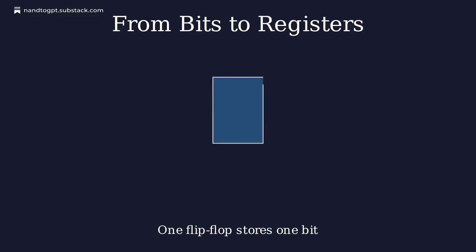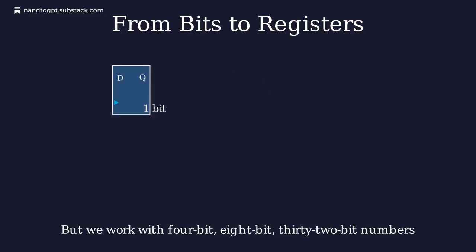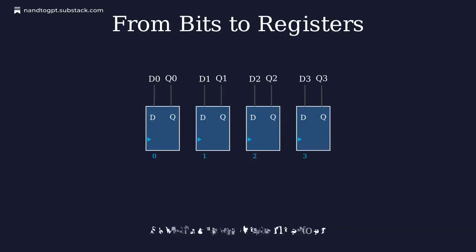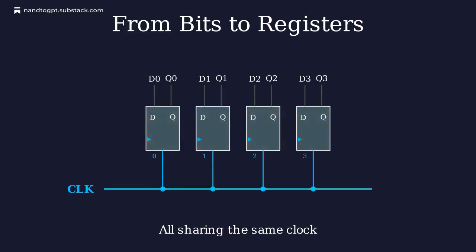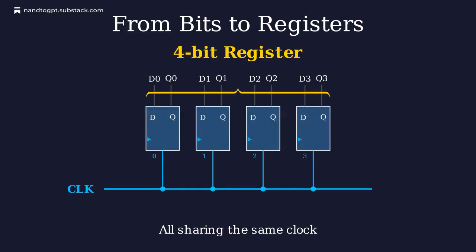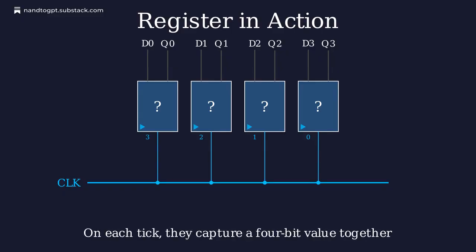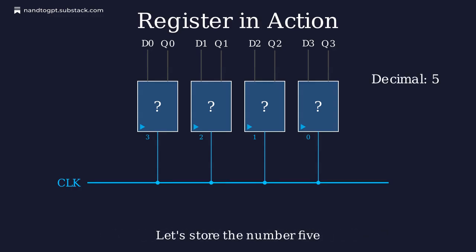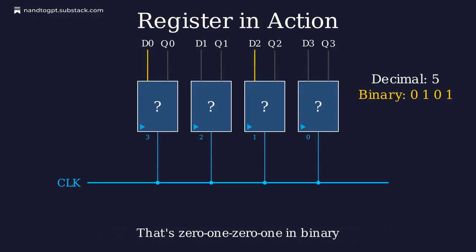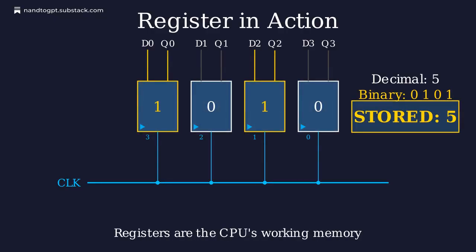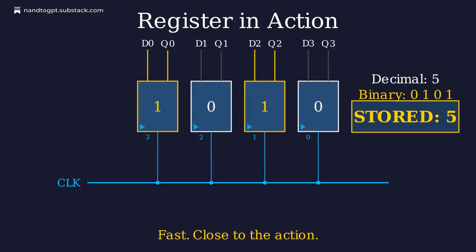There is a small issue. One flip-flop stores 1 bit, but we work with 4-bit, 8-bit, 32-bit numbers. So we line up multiple flip-flops, all sharing the same clock. And now we have a 4-bit register. Let's see a 4-bit register in action. On each tick, they capture a 4-bit value together. Let's store the number 5. That's 0101 in binary. Clock ticks, the register captures it. Registers are the CPU's working memory. Fast, close to the action.